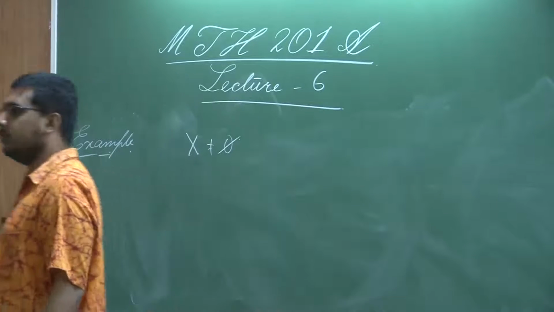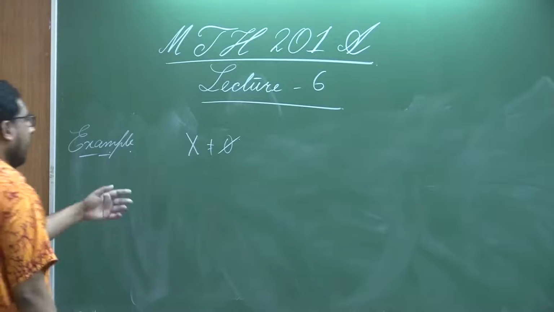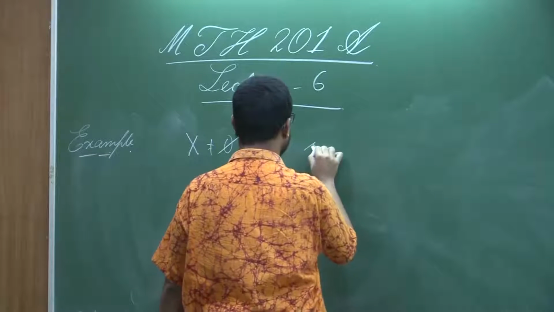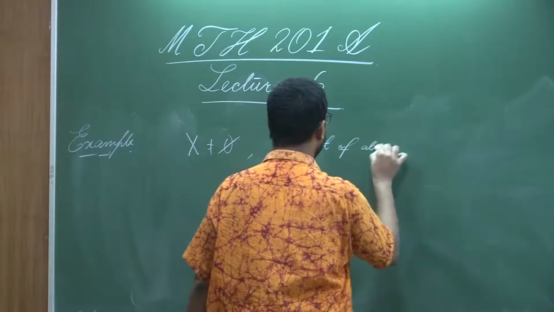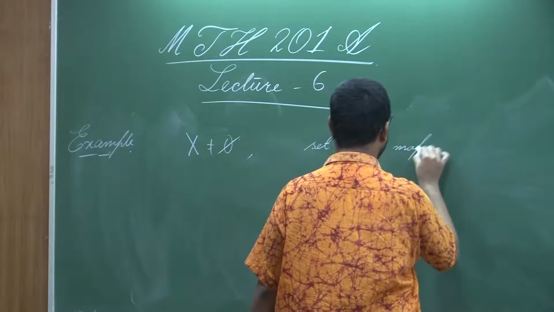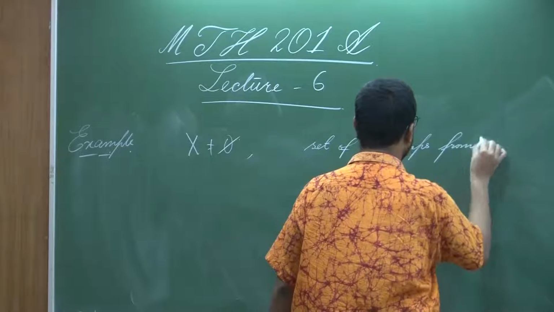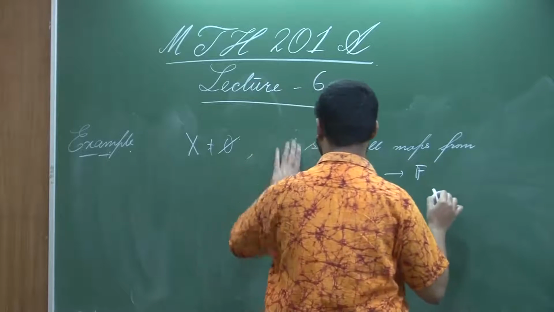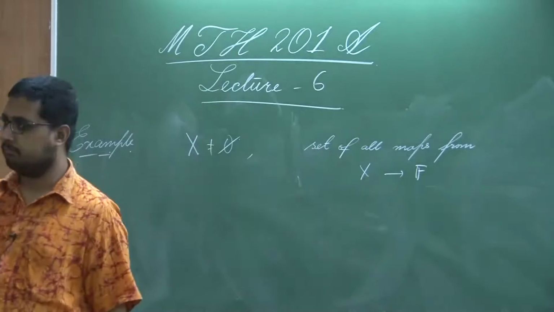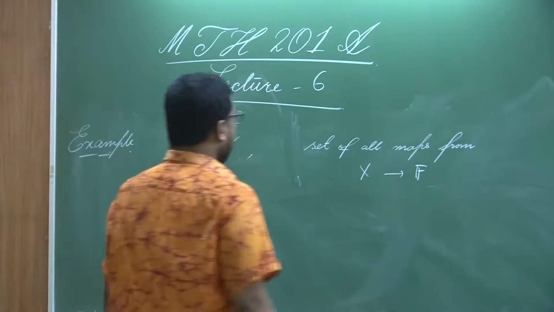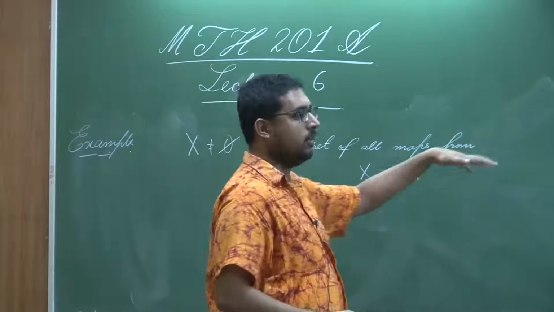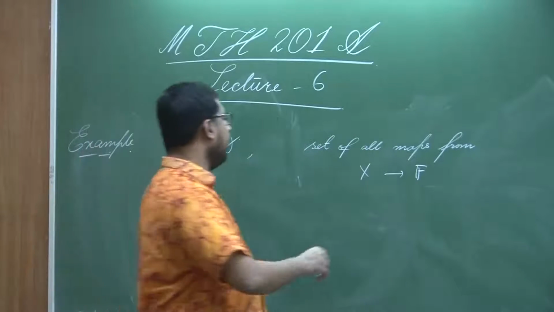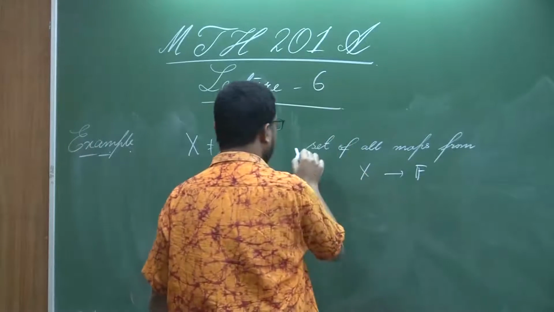So, the example that we should consider now is the following: for any given set X, we will consider the set of all maps from X to F, right. This is the collection we should consider. In particular, when X is 1 up to n, this collection can be equivalently regarded as F^n, and similarly for the space of matrices. So, this is my set.